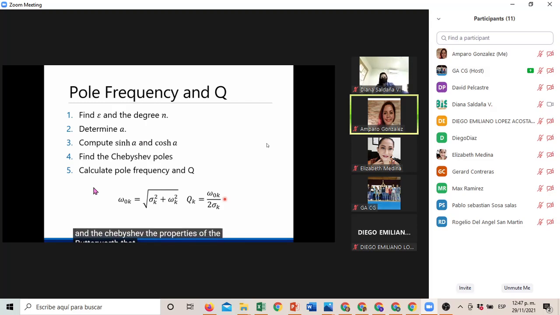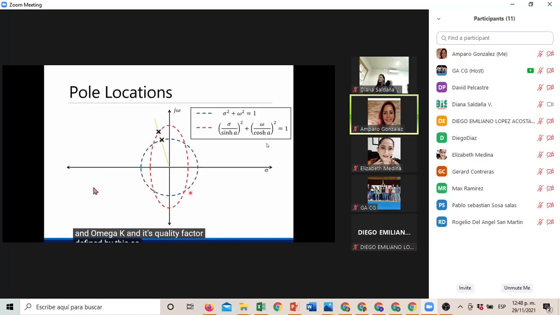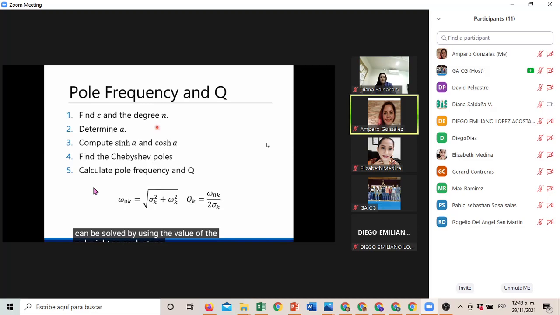The properties of the Butterworth that ensure a maximally flat response mean that each stage of the filter must have the same cutoff frequency. But the Chebyshev filter is different. So the cutoff frequency is dependent on sigma k and omega k, and its quality factor is defined by this. The quality factor can be solved by using the value of the pole. Okay? So each stage of your Chebyshev has a different cutoff frequency.